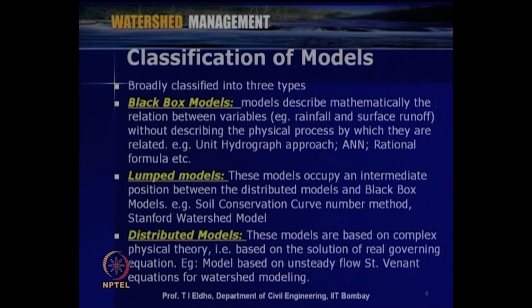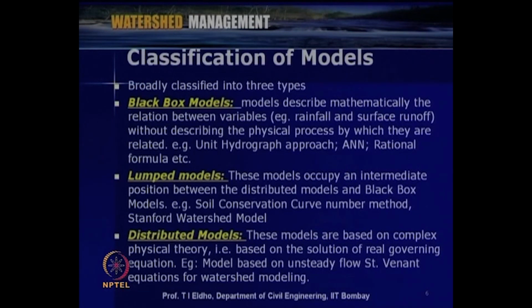The second type of model is called lumped models. Lumped models occupy an intermediate position between the distributed models and black box models. Here, some aspects of the physical process are taken care of, but not all the important aspects of the physical system. Some principles like conservation of mass are considered, when we say a simple model like inflow minus outflow is equal to change in storage. That is the conservation of mass principle, and that kind of model is a lumped model.